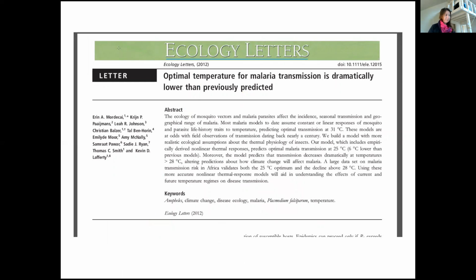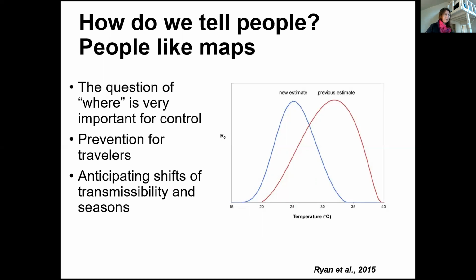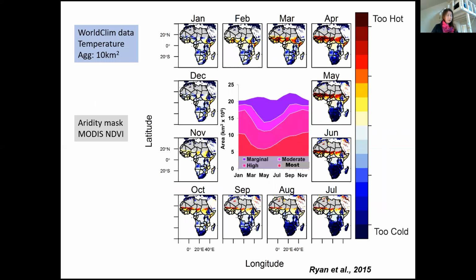And we published the paper, and we mentioned things like climate change. But so what do we do with this information? How do we tell people about it? And it turns out people like maps. So if we're talking about temperature and temperature changes, we want to think about shifts. And so the question of where is really important for control, for intervention, for prevention, for surveillance. We might think about this as prevention maps for travelers. We might want to start thinking about anticipating shifts of transmissibility in seasons on landscapes so that we can do planning. And so we put this on a map.